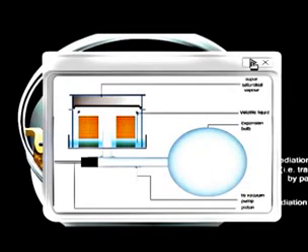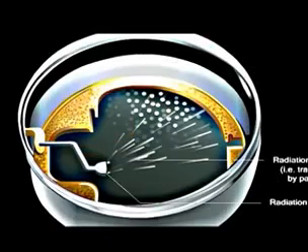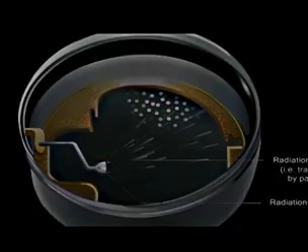Different types of particles leave different tracks. Relatively heavy alpha particles produce straight, dense tracks. Light beta particles leave wispy, irregular tracks.